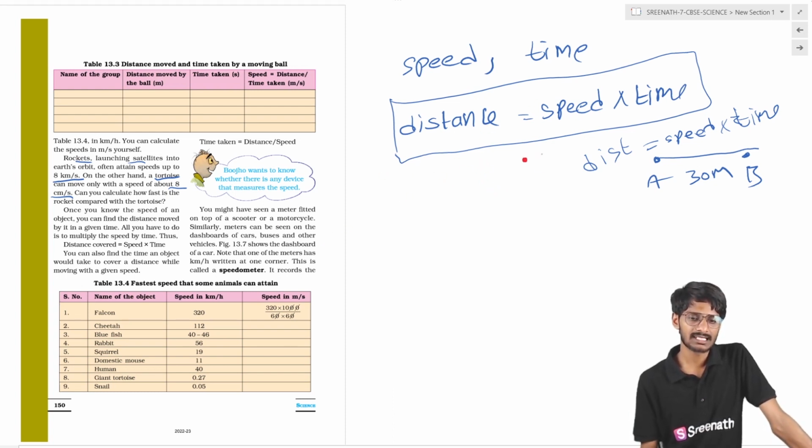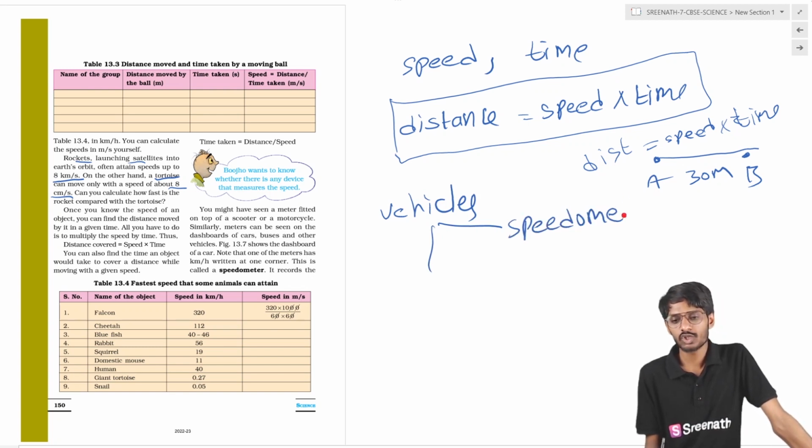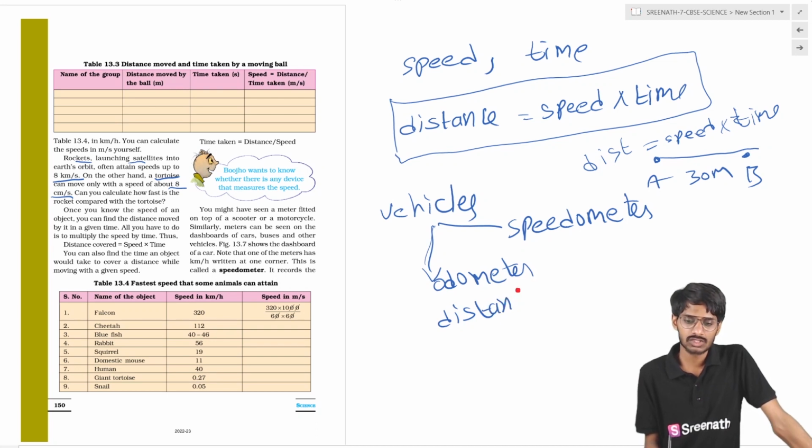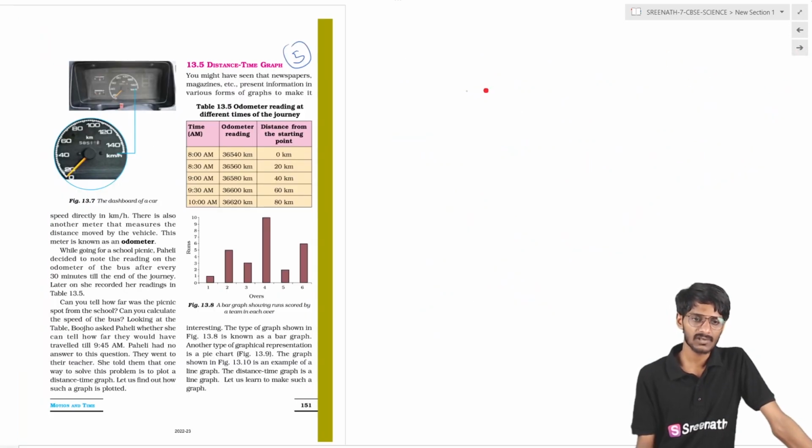Okay, that's it, students. So basically, in vehicles you will see two meters. One is the speedometer, which shows the speed, and the other is the odometer, which shows the distance covered, how much distance you have traveled. So the odometer measures the distance, and the speedometer measures the speed, students.